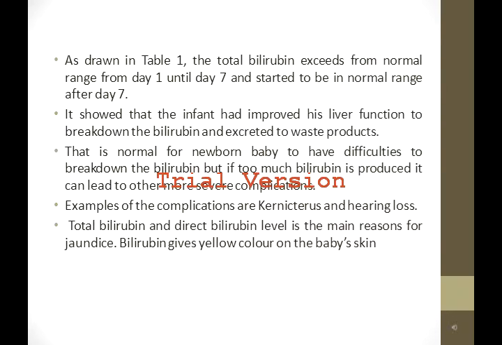As shown in table 1, the total bilirubin exceeded the normal range from day 1 until day 7, and started to be in the normal range after day 7. It showed that the infant had improved his liver function to break down the bilirubin and excrete it as waste products. It is normal for a newborn baby to have difficulty breaking down bilirubin, but if too much bilirubin is produced, it can lead to more severe complications. Examples of the complications are kernicterus and hearing loss. Total bilirubin and direct bilirubin levels are the main reasons for jaundice. Bilirubin gives a yellow color to the baby's skin.